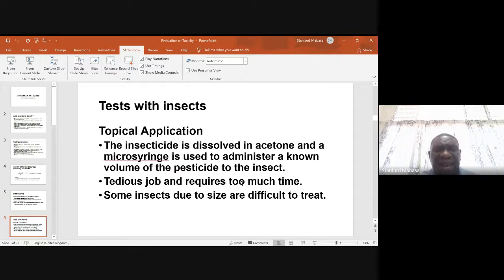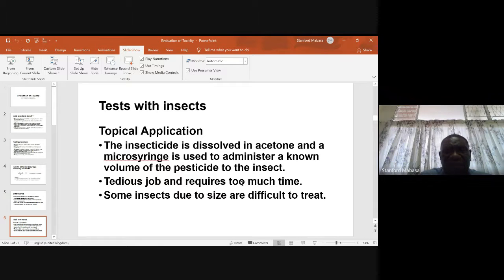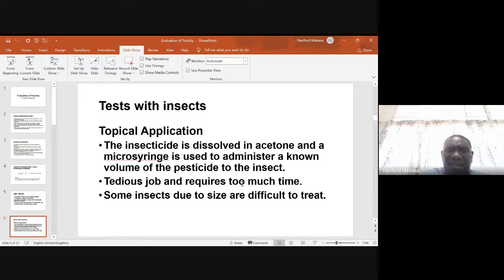Here I'm going to talk about bioassays, which are done with insects. Let's suppose you want to find the effectiveness of some, probably new, insecticides. First, you may just have to do a bioassay or some laboratory experiments to check whether the pesticide is going to kill the insects.